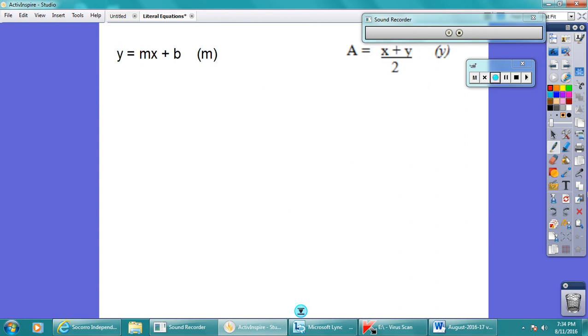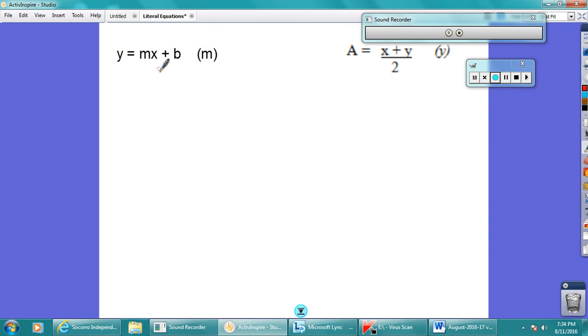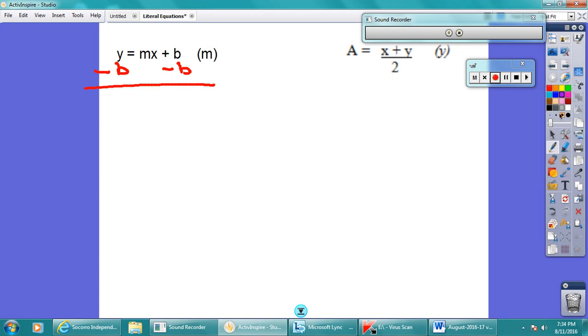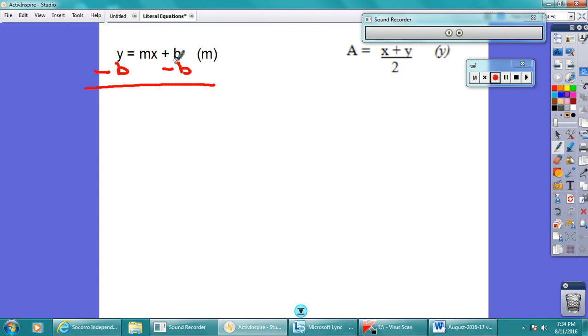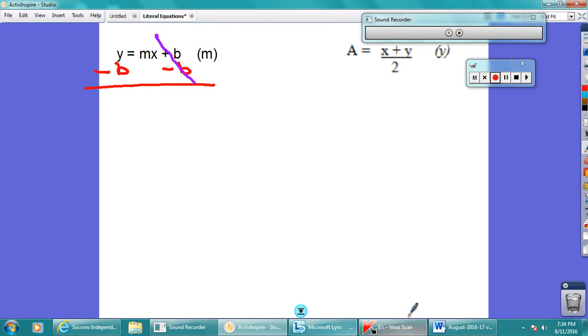Okay, two more. Y equals mx plus b. You guys are going to get to know that. If you don't already know that, slope. We're going to solve it for m. We're going to solve it for slope. So we're going to take care of the b. Remember, we're doing reverse operations. All right. So now, remember, the b's cancel. And then on the other side, you're going to have y minus b.